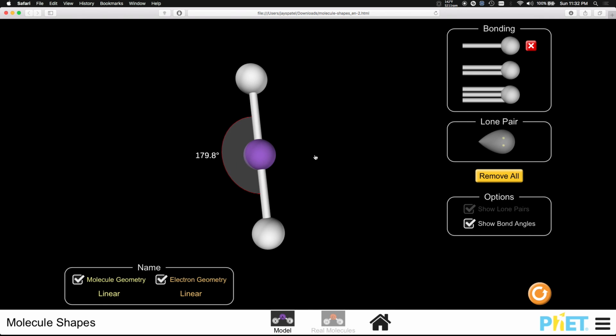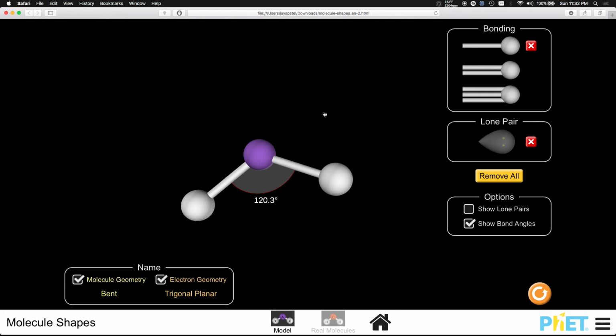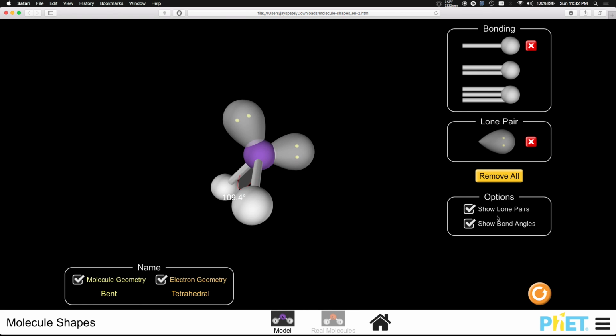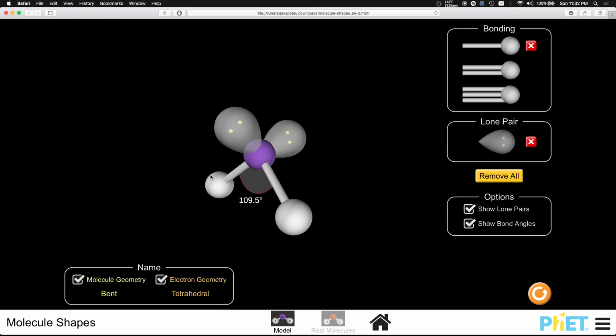Right, linear. If I add the lone pair, this is bent, but with a 120-degree angle. I remove the lone pair because you need to know that there's only one lone pair here. If I add another lone pair, which you can't see, this is bent, but with a 109.5-degree bond angle. However, the electron geometry is tetrahedral simply because these two are here.